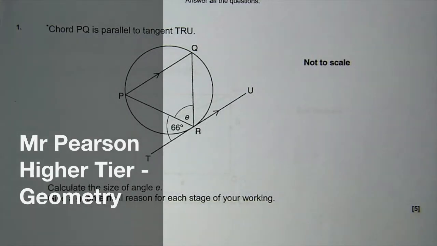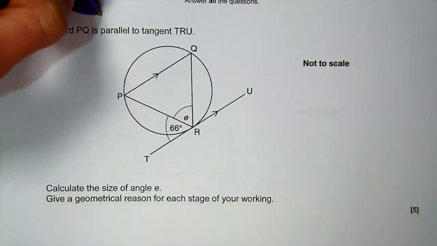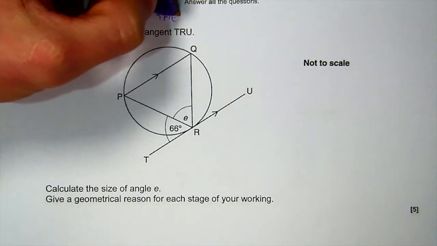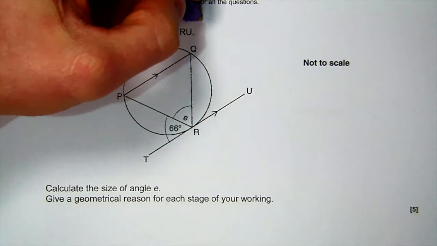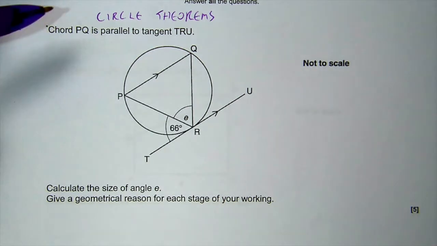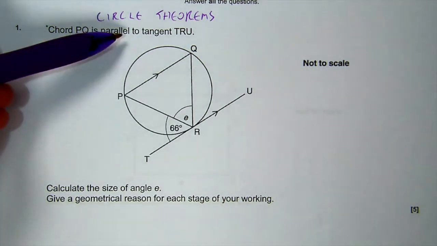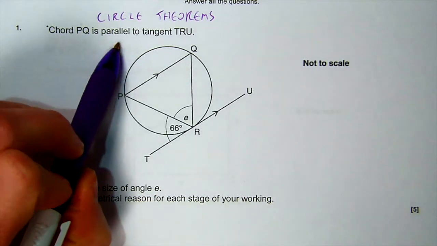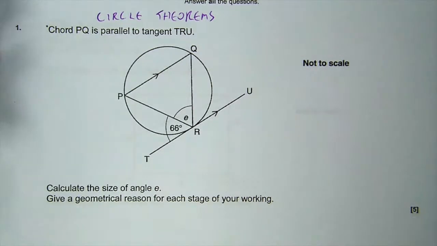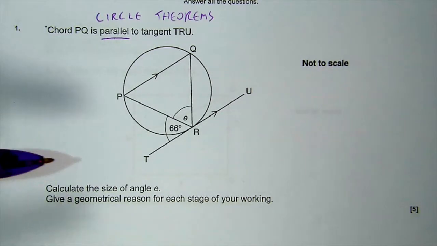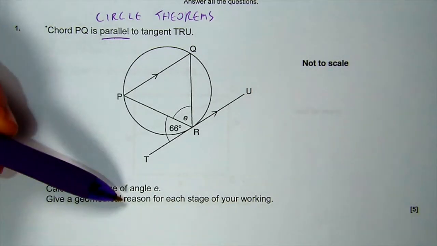Here, I'm going to do the geometry higher questions with you, starting with the first one. The topic, so that you can read this, is linked to circle theorems. I've established that straight away by looking at the question. I've been told some key information about the fact that chord PQ is parallel to tangent TRU. It says calculate the size of angle E. Give a geometrical reason for each step of your working.